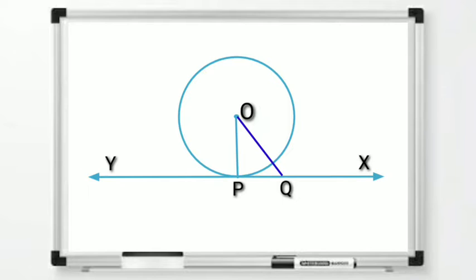The point Q must lie outside the circle, because if it lies inside, then the tangent YX will become a secant. We can draw as many lines as OQ from the center to the tangent, but every line will lie outside the circle. Therefore, OP is the shortest distance from the center to the tangent. Therefore, OP is perpendicular to the tangent.